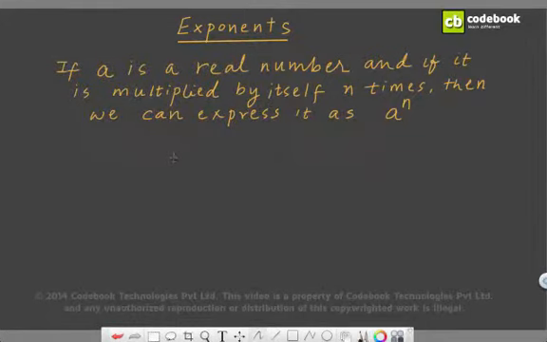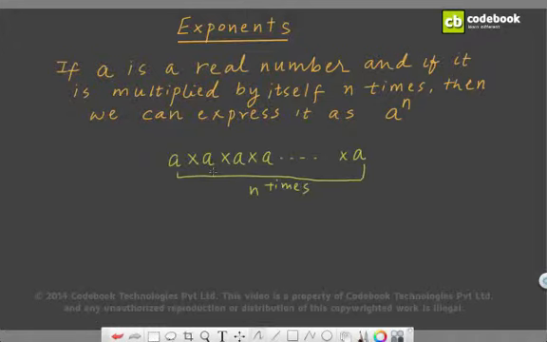In this video, we will learn about the exponents of real numbers. So, if a is a real number and if it is multiplied by itself n number of times, then we can express it as a raised to the power of n. So, what do I mean? If a is multiplied by itself n number of times, this can be expressed as a raised to the power of n, where n is called the exponent or power of a.